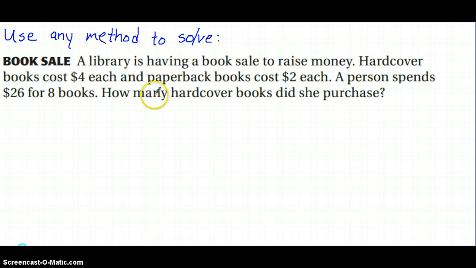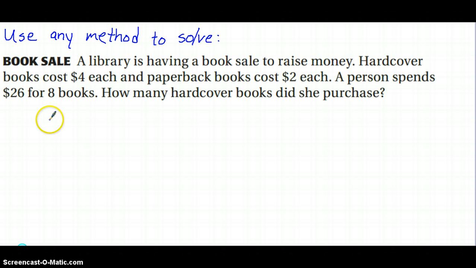Finally, I want you guys to take a shot at using any method to solve this. I'm going to help by walking you through setting up this equation a little bit, not too much, and then we'll get on to the homework problems, okay? So we see a library is having a book sale to raise money. Hardcover books cost $4 each, and paperback books cost $2 each. A person spends $26 for 8 books. How many hardcover books did she purchase?